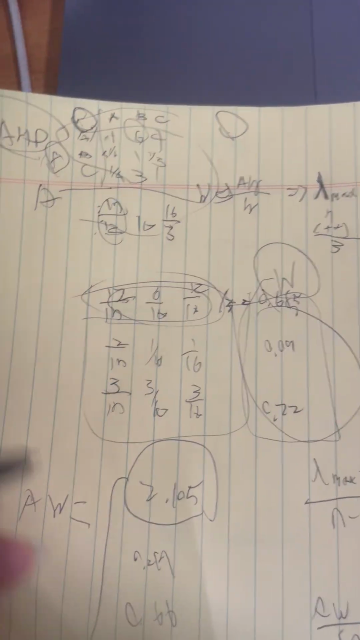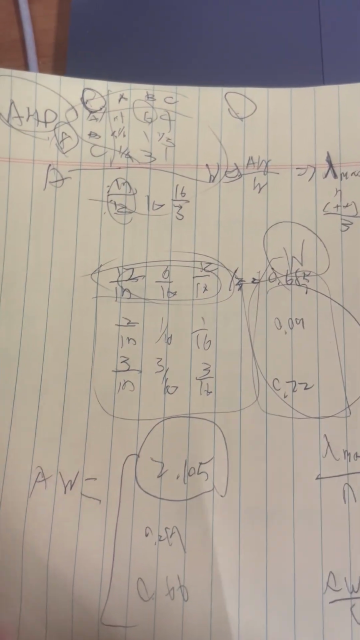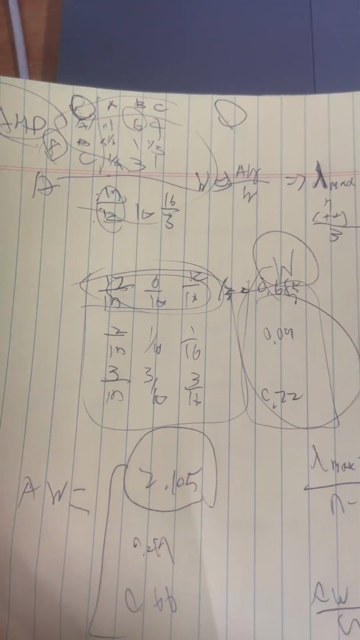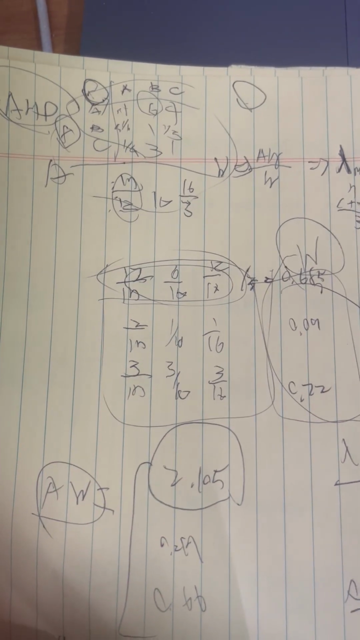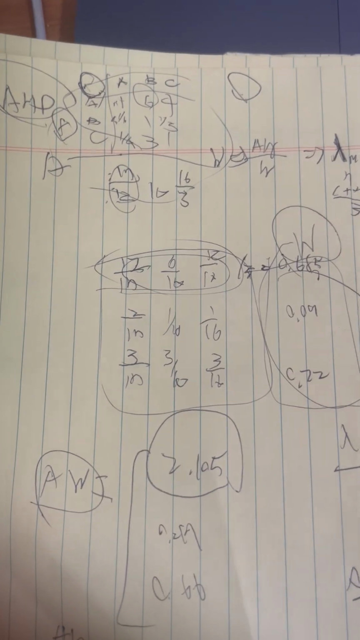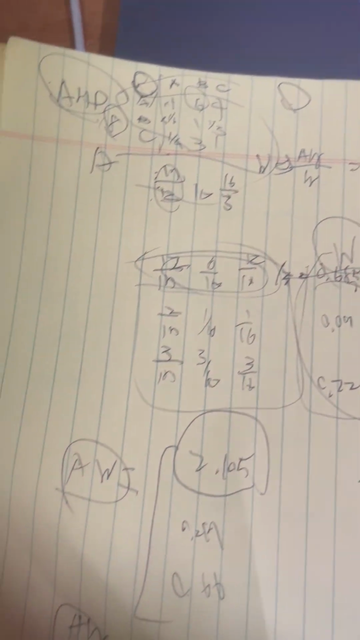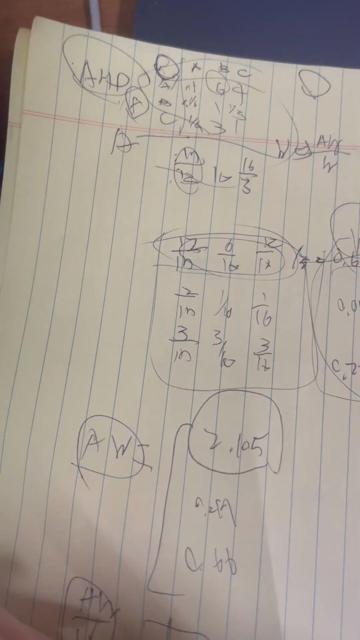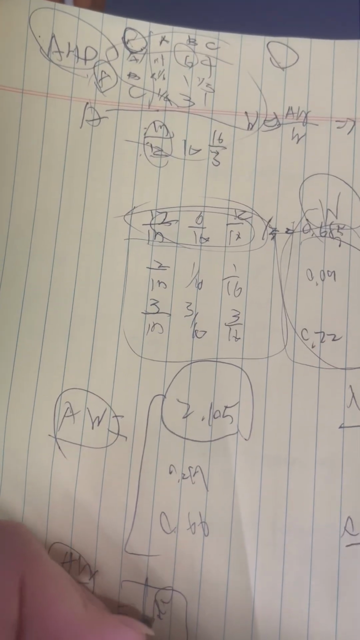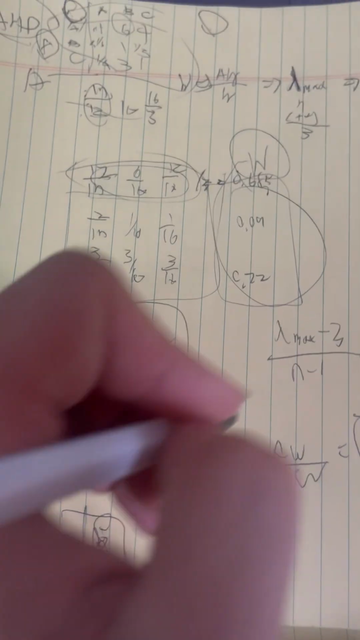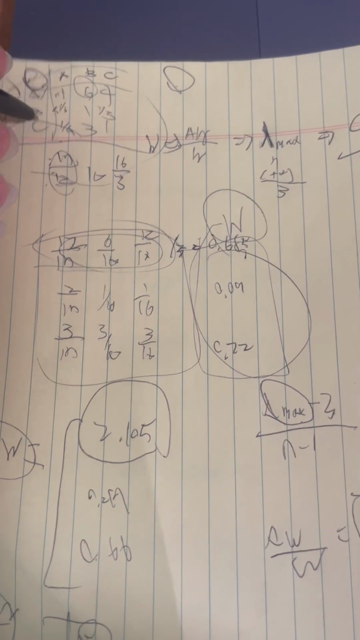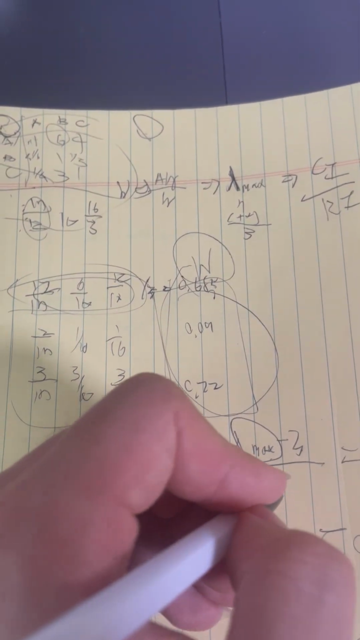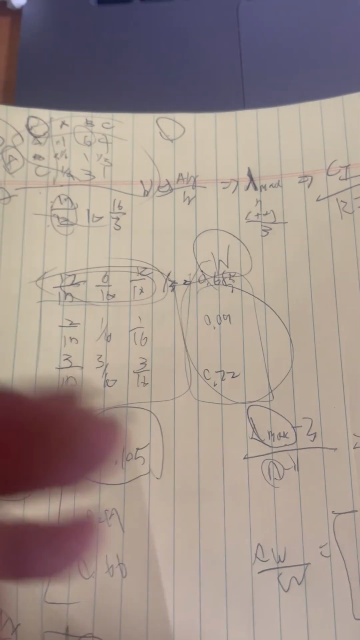Then the W matrix comes out. Then we will do matrix multiplication of A and W. Then AW comes out, and we will divide row-wise AW by W. Then another matrix comes out. Then from that we will average the values, then it will be lambda max, and lambda max minus 3, which in this case is 3, divided by n minus 1. Then a value comes out.